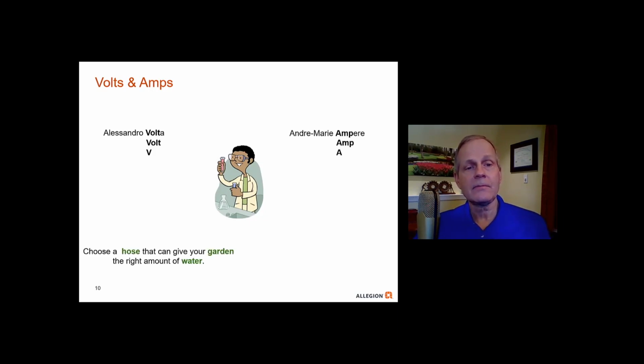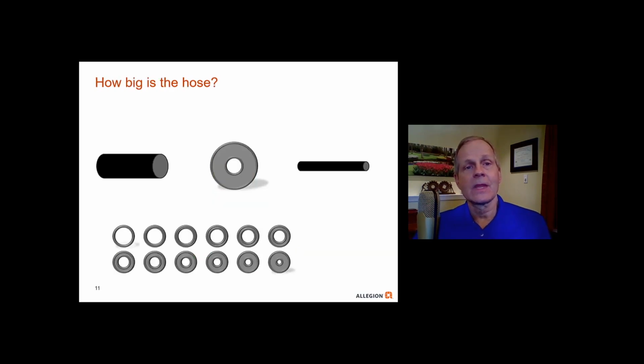conductor. Now, just as a hose can give your garden a certain amount of water, the right wire, the correct size of wire, will give you the right amount of power. It will give you the right amount of electrons flowing through that conductor in a safe manner. So the question is, how big is the hose? Well, in the case of electricity, we wouldn't be talking about a hose. We would be talking about wire.